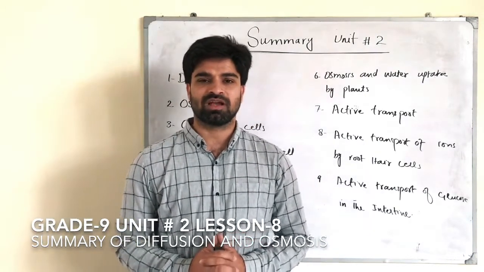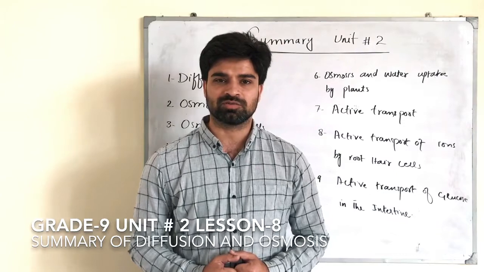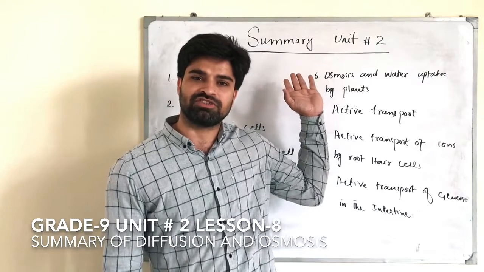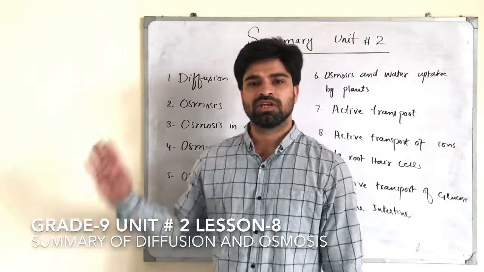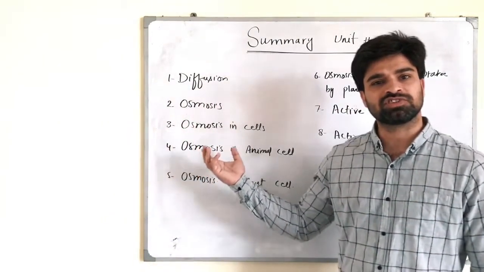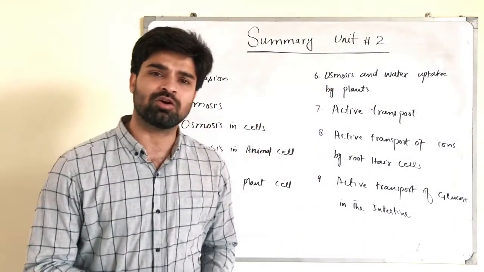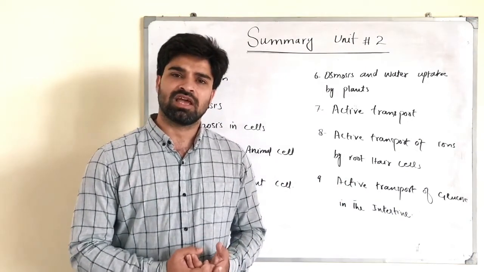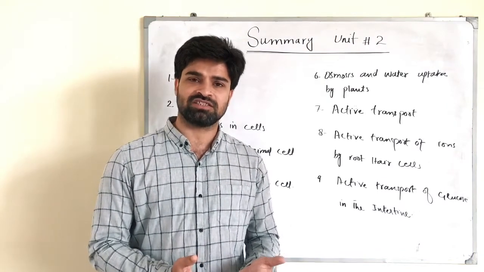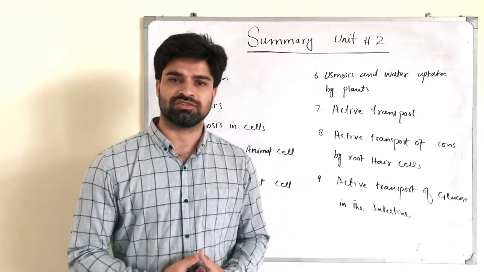My dear students, up till now we have covered our second chapter, that is diffusion and osmosis. And today we will talk about the summary of this chapter, which includes diffusion, osmosis, osmosis in the cell, osmosis in the animal cell, osmosis in the plant cell, uptake of water by the plants, active transport of the ions in the root hair cells, and active transport of glucose in the small intestine.